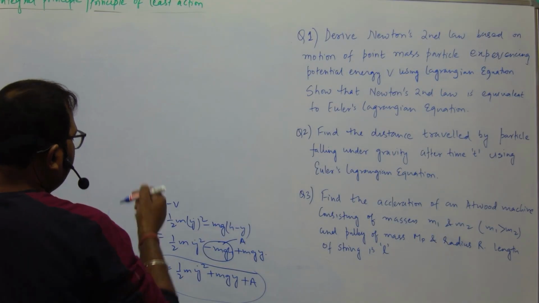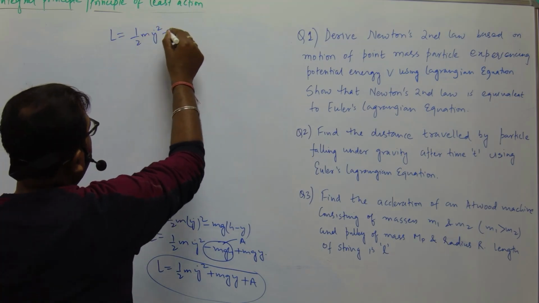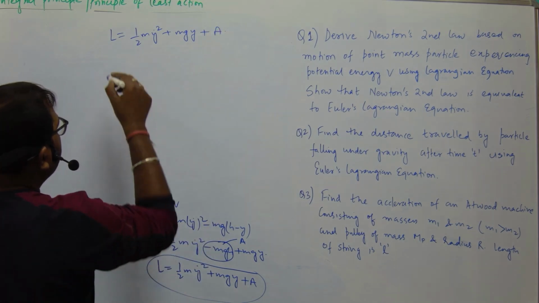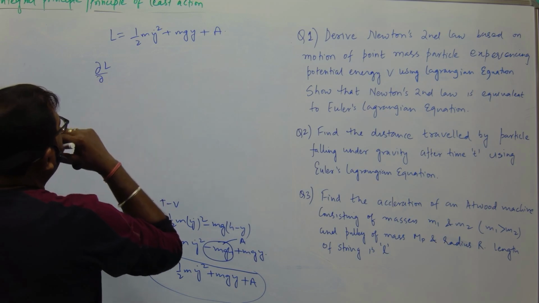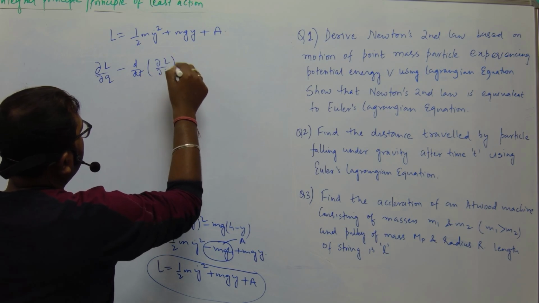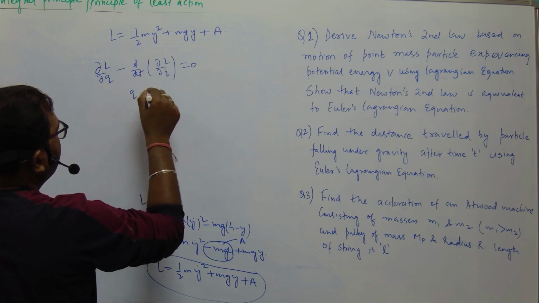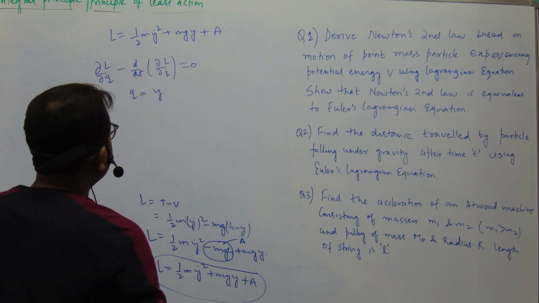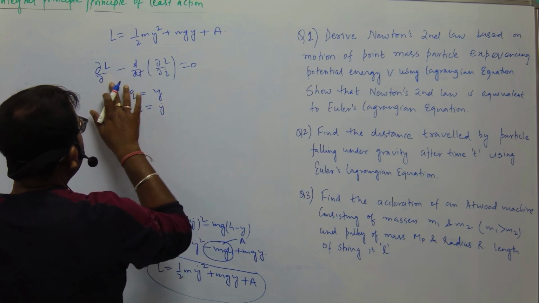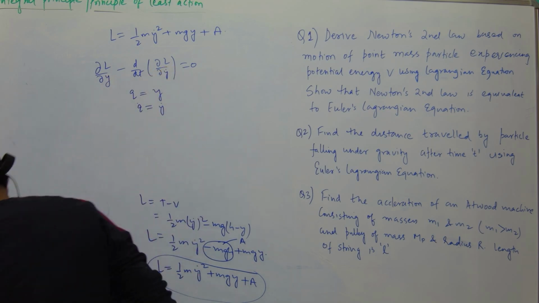So we have the value of L as L is equal to half m y dot square plus mgy plus constant. We have the Euler-Lagrange equation as del L upon del q minus d upon dt of del L upon del q dot equal to 0. The generalized coordinate q is equal to y here. Let us replace q with y and q dot with y dot. Let us further simplify this.